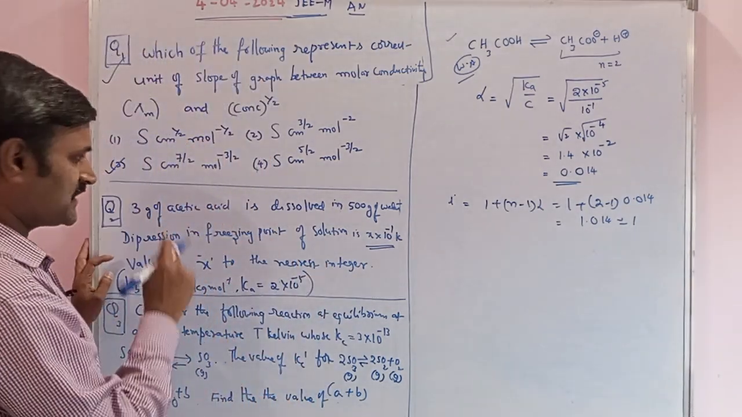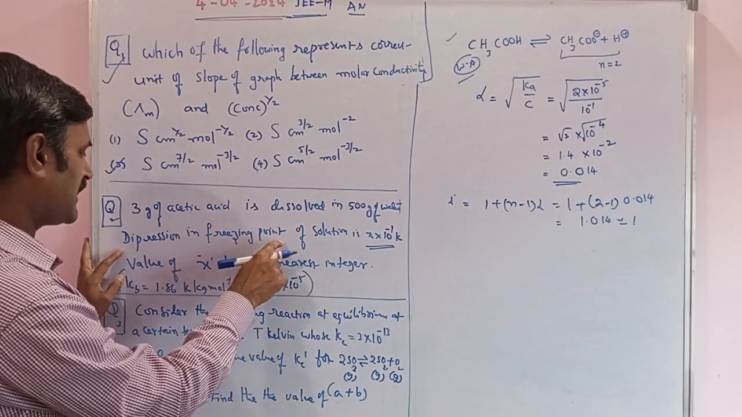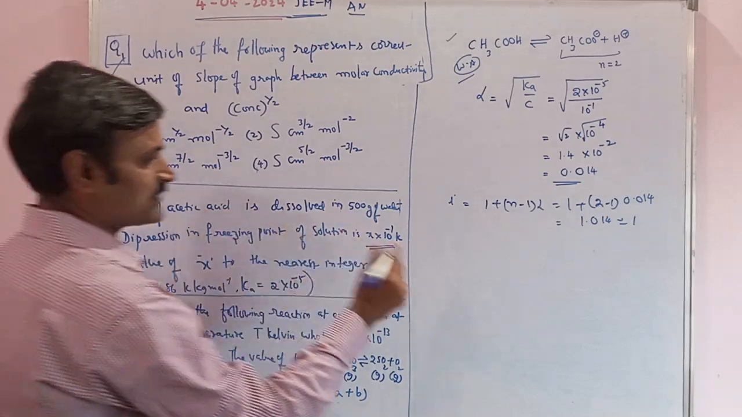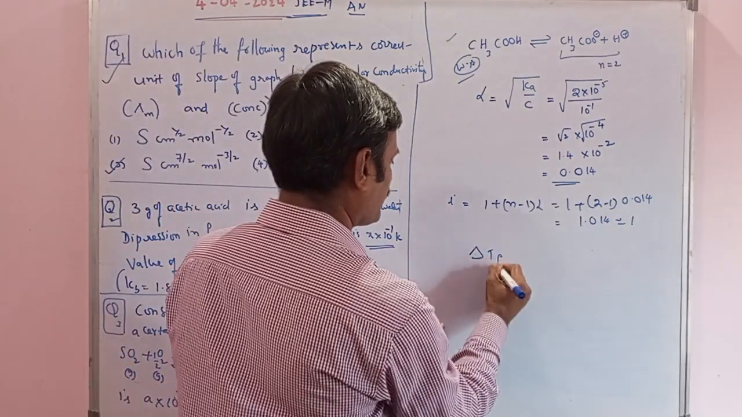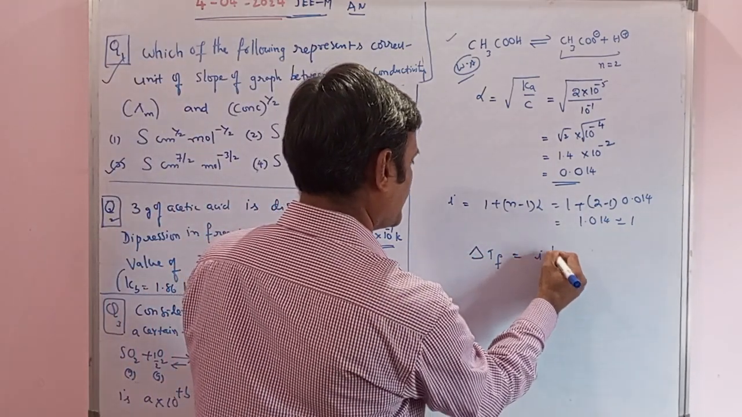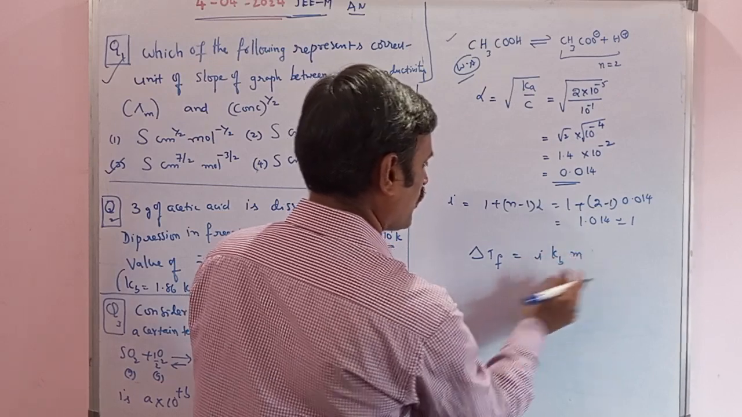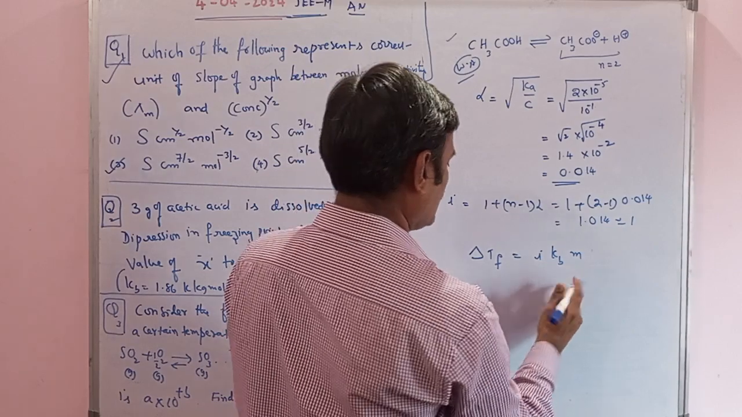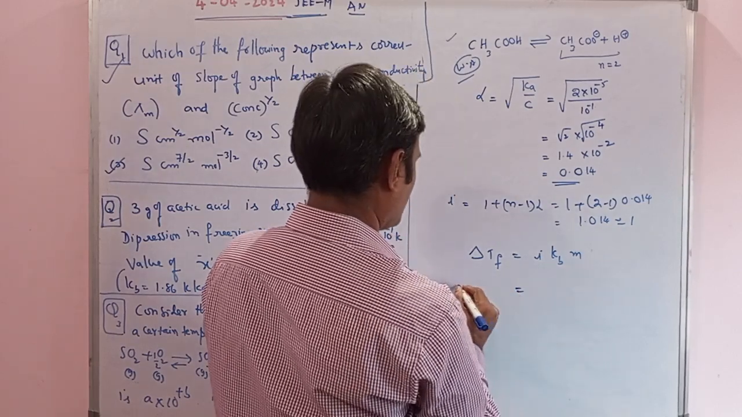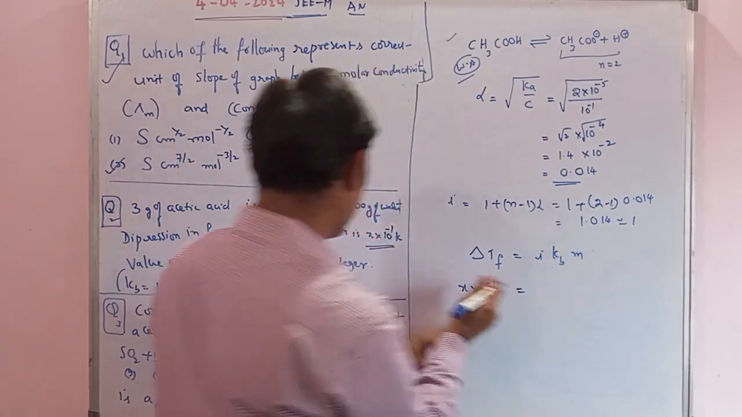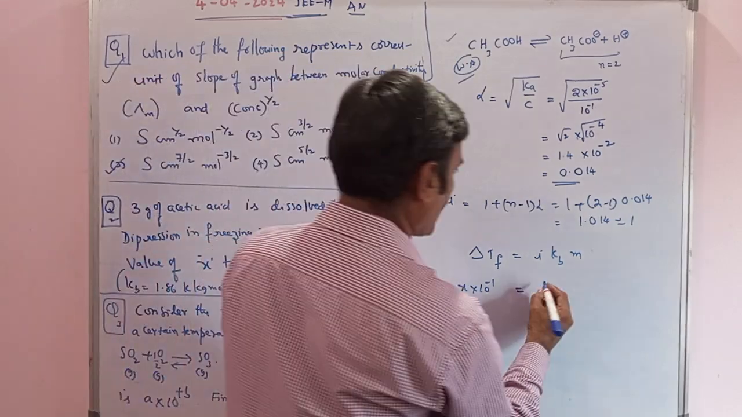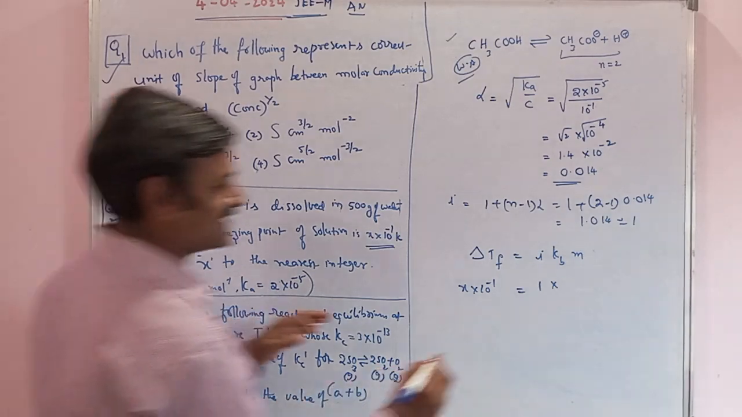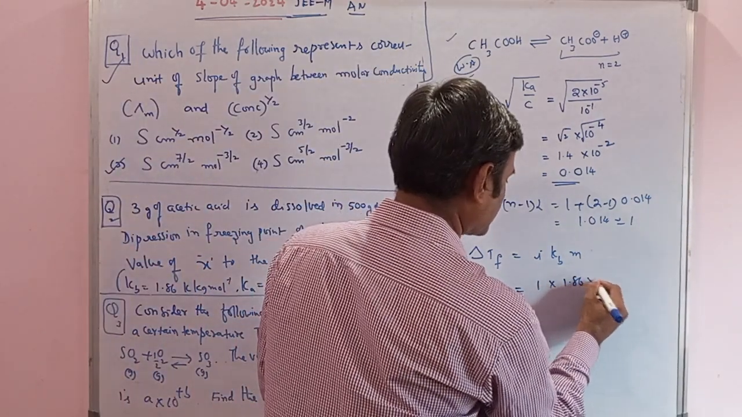Now come to the next point. The delta Tf value given in the question is x into 10 power minus 1. Kb value is given. We will take delta Tf is equal to i into Kb into molality. So x into 10 power minus 1, which is given in the question, is equal to i, which I am taking approximately as 1, and Kb, which I am taking as 1.86.